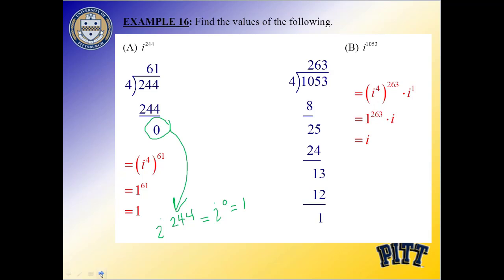And likewise, if I took that 1053 divided by 4, I got 263, but I got that remainder of 1, which means i to the 1053rd power would equal i to the 1st power, which is just i, which is the same answer. So basically, all you have to really do is divide the exponent value by 4, and whatever number you get as a remainder, that's going to be the power of i that you have.